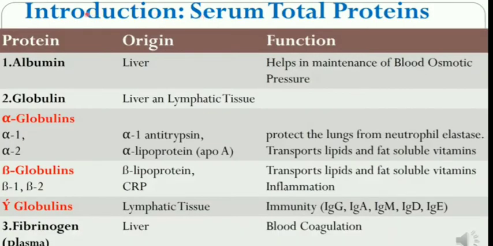So first let us discuss what exactly serum total proteins comprise of. The serum total proteins comprise of two fractions, that is albumin and globulin. Albumin is synthesized in liver and it is the chief serum total protein, and its main function is maintenance of blood osmotic pressure among other functions, which we shall see later.